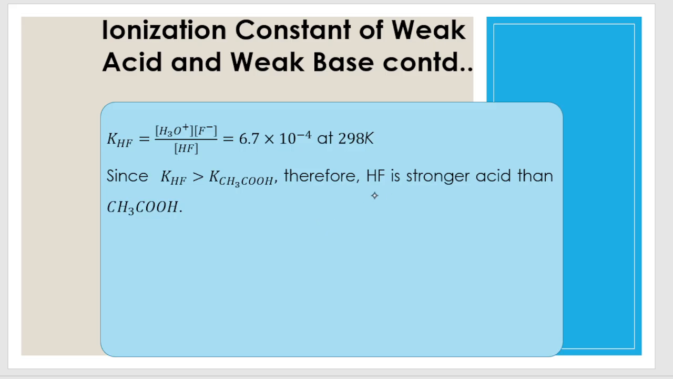So depending upon the Ka value, the dissociation constant of acid, we can say the strength. Higher the Ka, higher is the acidic strength. So the conclusion here is Ka is more means it is more acidic in nature, or you can say a stronger acid than the acid with less Ka.